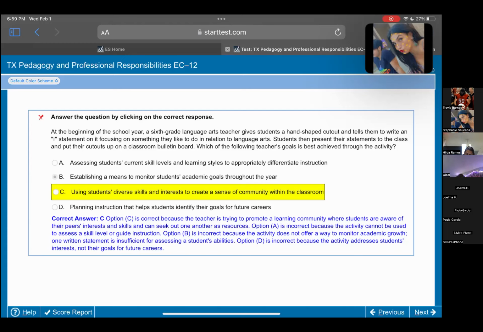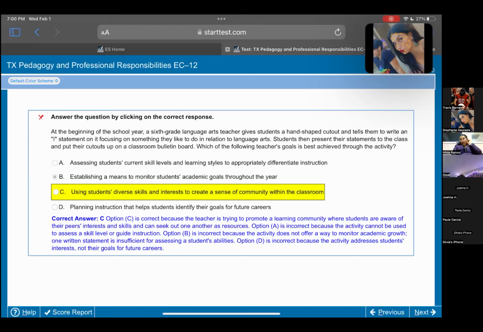She's just not. She didn't assess reading or writing, or she possibly could have assessed their oral language proficiency when they're speaking, but it doesn't even say that. And we can't add more to the scenario. They are not assessing. So I know A is absolutely wrong. I can bet myself $5 because that's not what they're doing in this scenario. B, establishing a means to monitor student academic goals throughout the year. Now, I could see why you would have chosen this one. If the I statement had been focusing on a goal that they had for language arts, B would have been correct.